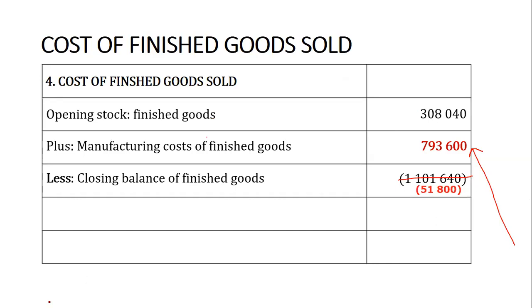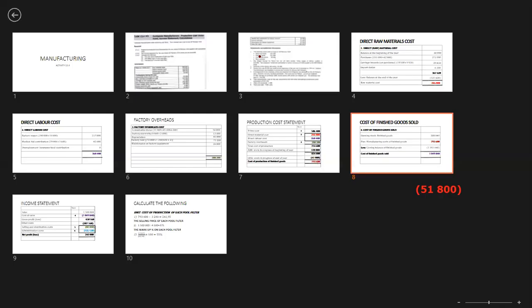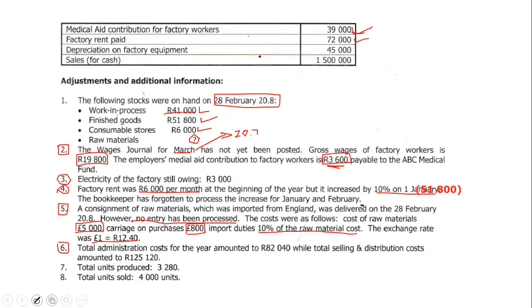If I go back to that information, check. They gave us the balance of finished goods at the end of the year. And how much is the balance of finished goods at the end of the year? Remember, the end of the year is the 28th of February, 2028. How much is it? It was 51,800. That is the amount that I needed to subtract. The 1 million rand, I don't know where that comes from.